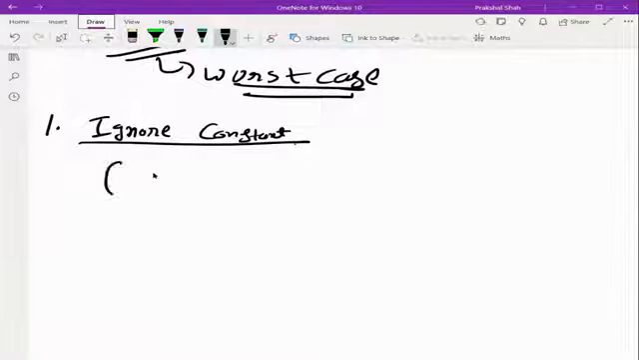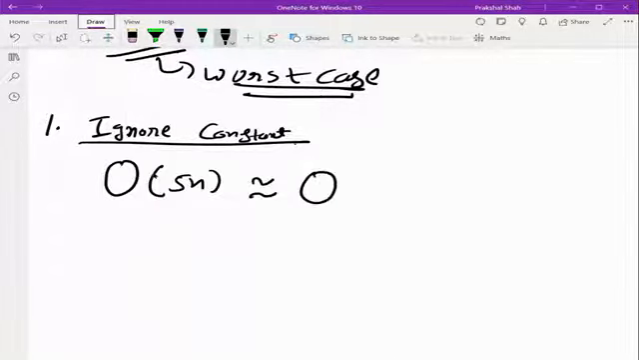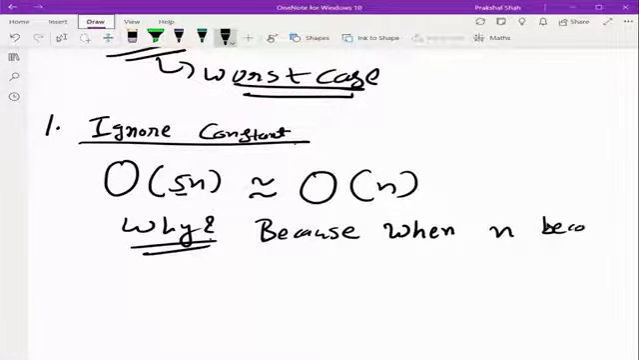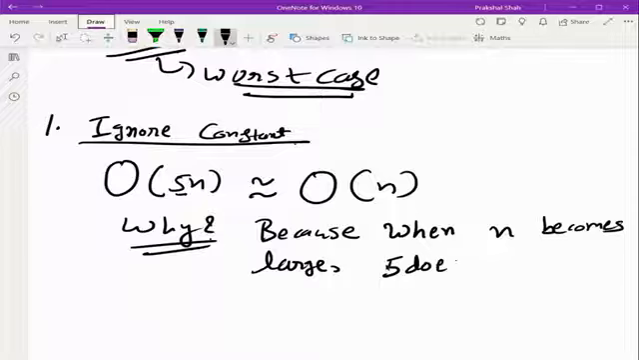Let's say I have big O of 5n. I'll write it as order of n. I'll ignore this 5, but why? The question is why we are ignoring it. Because whenever my input n becomes large, 5 does not matter.